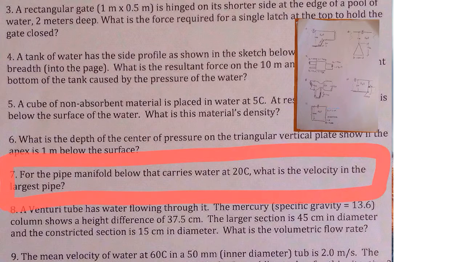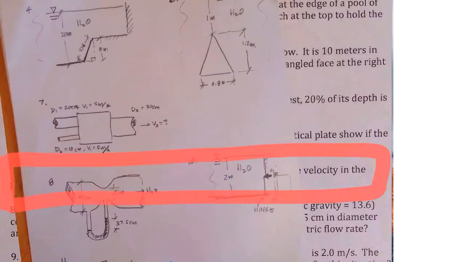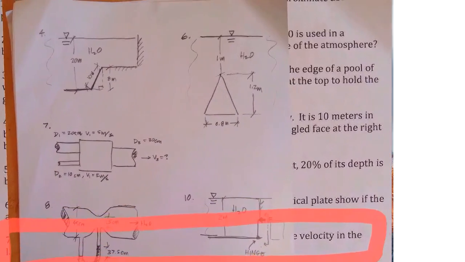Okay, this one is about a pipe manifold, and there's an image here, and it has water, it gives you a temperature, and it asks for the velocity in the largest pipe. So let's go ahead and take a look at that. What is the largest pipe? Oh, it's number 7.